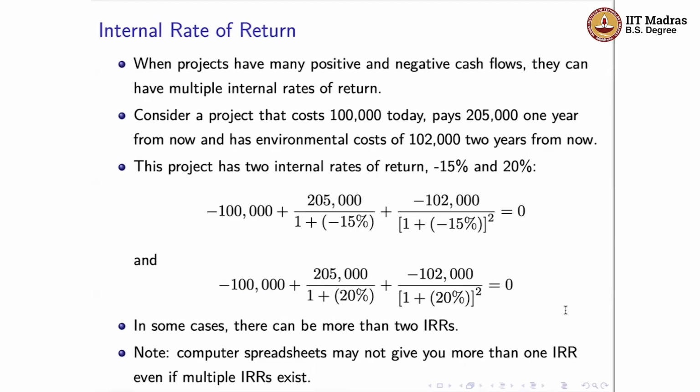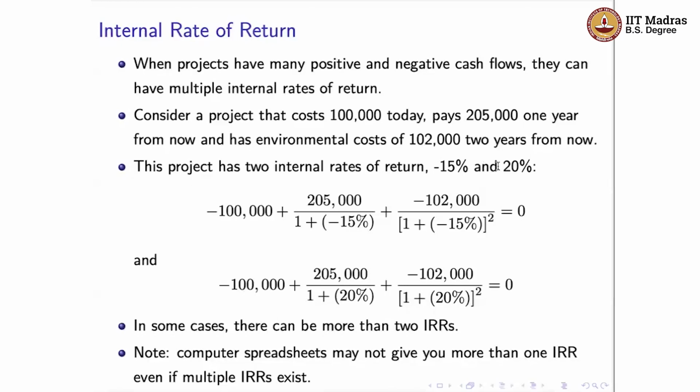So let's take an example here. Imagine that you have a project that costs 1 lakh today and pays 205,000 1 year from now, and then has an environmental cost of 102,000 2 years from now. So you again have to spend some cost to clean up the site of your activity, let us say, after you're done with the project. Now, it turns out that this project actually has two different internal rates of return.